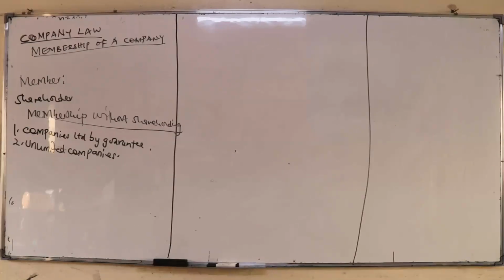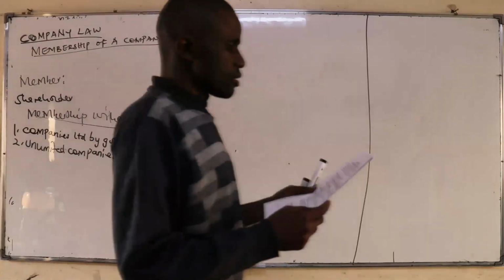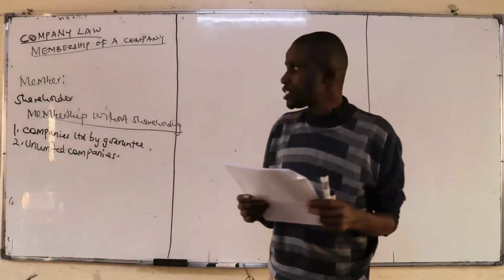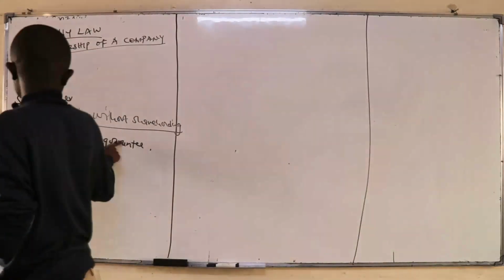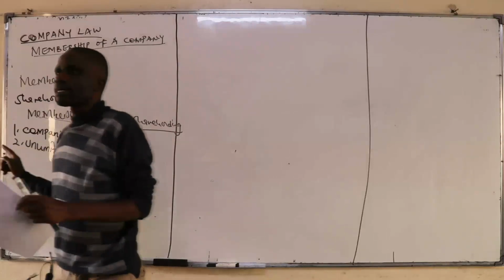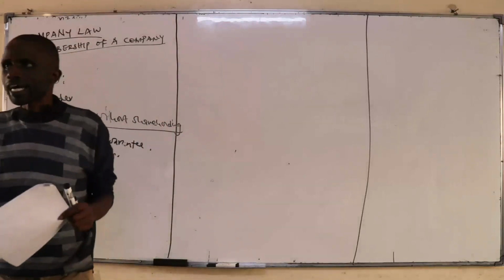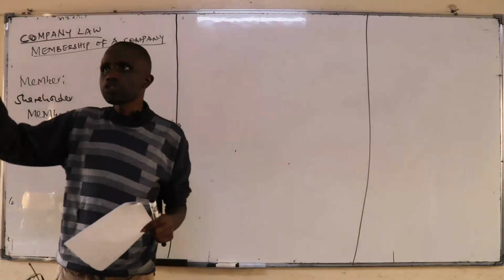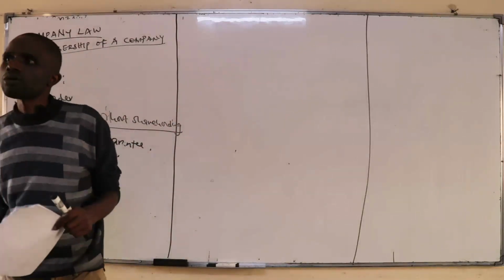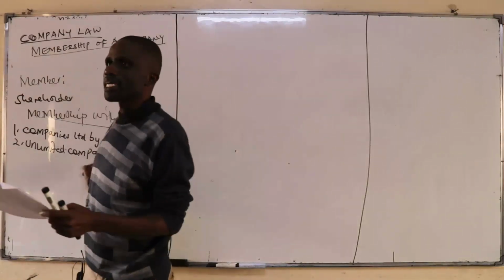So online doesn't have share capital. It doesn't have share capital. Now, membership without shareholding, and we've said companies limited by guarantee. Those companies do not have a share capital, and therefore they cannot issue shares. They cannot have shareholders. Two, unlimited companies.